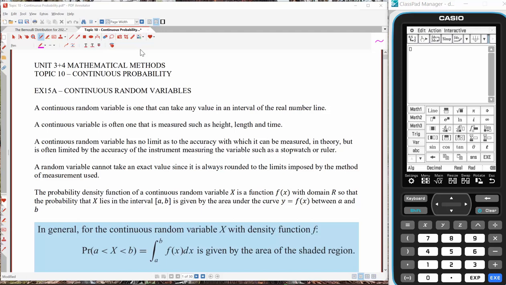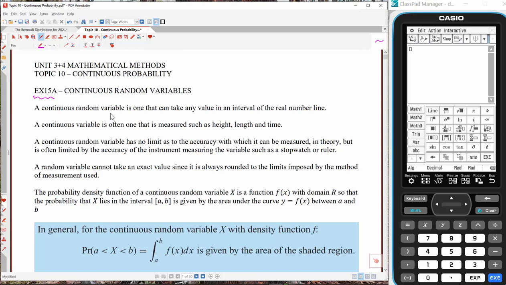Continuous probability is the last part of the probability course. It's changed in 2020 as well. So chapter 15 is not going to form part of the assessment, but I am going to have a quick look at exercise 15A to talk about what a continuous random variable is before we get to the very specific continuous random variable that will be assessed in 2020.